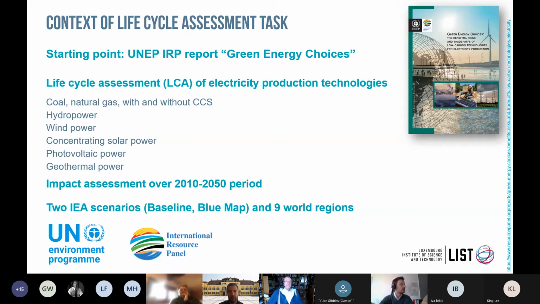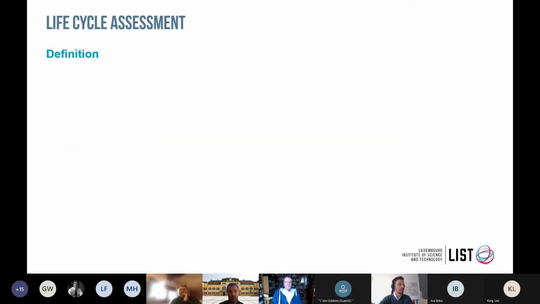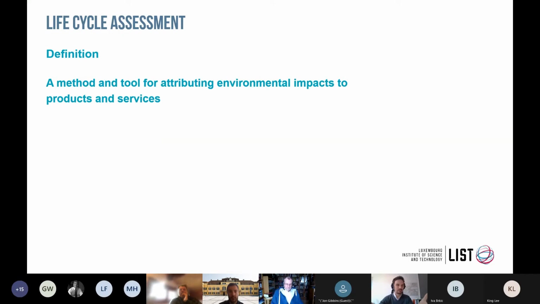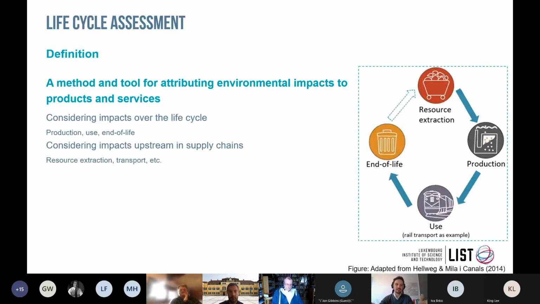Of course, we have calculated greenhouse gas emissions, but I will show you after a bit what was included. Just so we're on the same page, I wasn't sure, so I included this, but I'm sure all of you know about life cycle assessment. It's both a method and a tool to attribute environmental impacts to products and services, considering all the impacts over the life cycle. So from production, use, end of life, considering also resource extraction, transport, production of emissions, waste, and anything that goes back to nature in a sense. So we call that first principle the holistic principle.